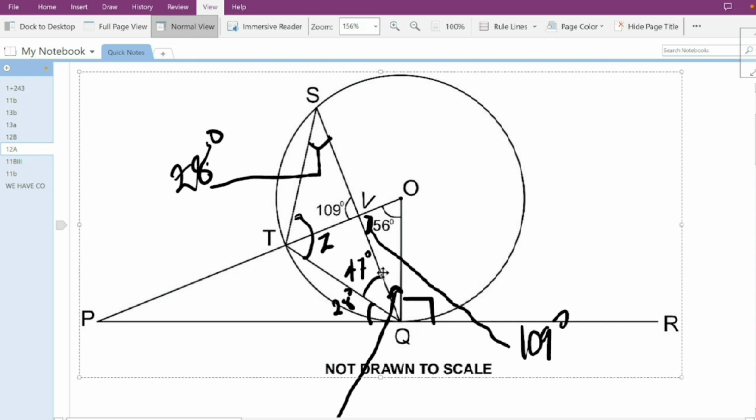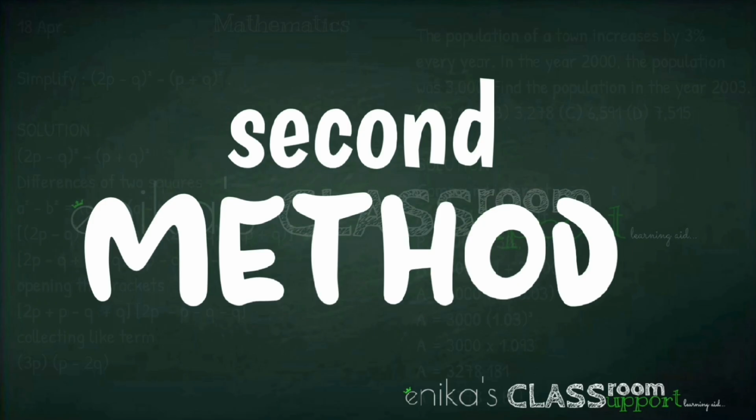We got this to be 47 degrees, and we already know this is 28 degrees. With this 28 degrees and this 47 degrees, we found the angle we've been told to find by saying the sum of angles in the triangle is 180, because we have two angles in the triangle and we're looking for the third angle. Taking into consideration the triangle TSQ, this triangle here, we found the angle we've been asked to find.